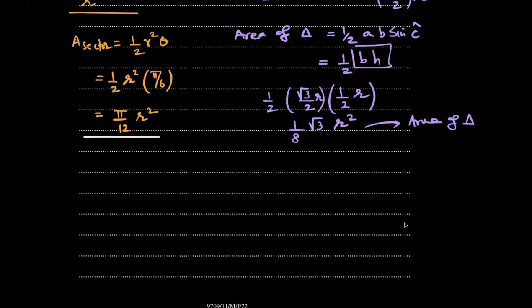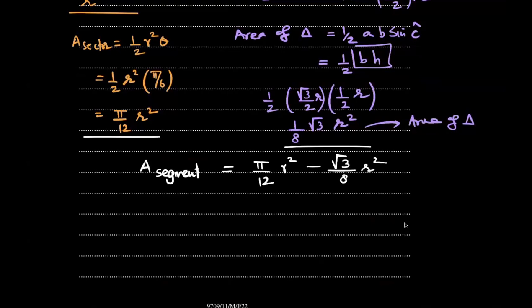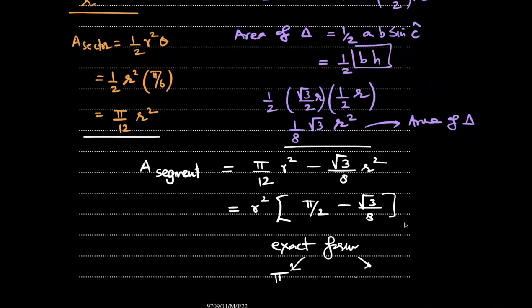And this is the triangle. So therefore, the area of the segment is the sector, pi over 12 R squared, minus root 3 over 8 R squared. You can leave it as it is, or you can take the variable common out. That's pi over 12 minus root 3 over 8. This is leaving the answer in the exact form. Why? Because it's in terms of pi and it's in terms of square root of 3.